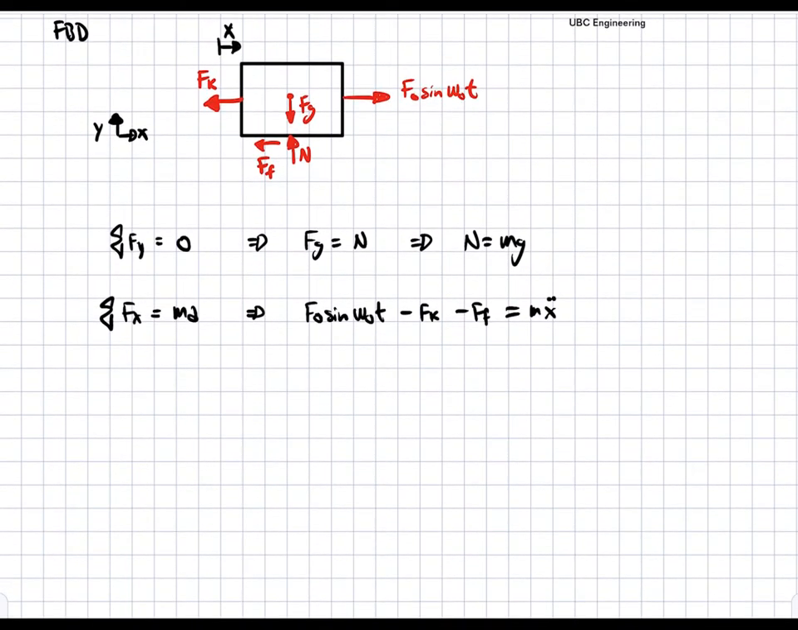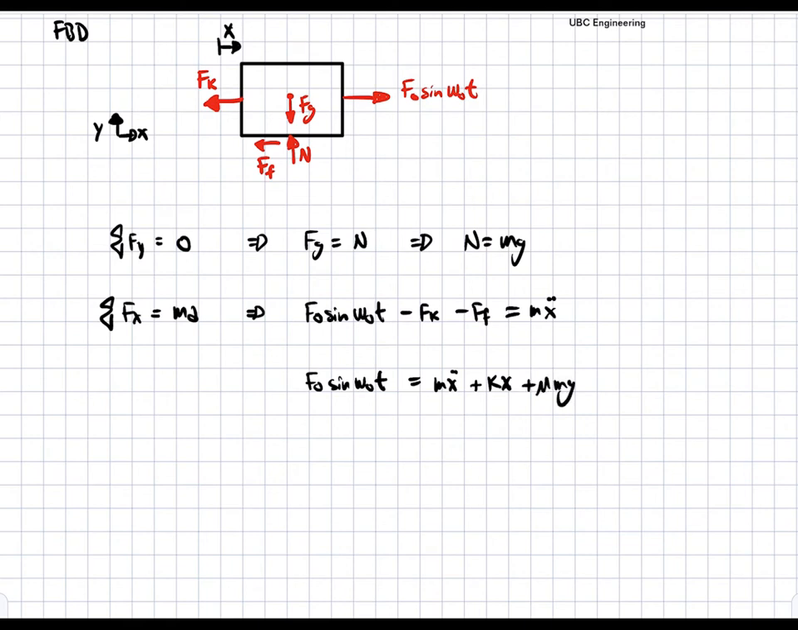Now, if we rearrange and plug in the values for these terms, Ff is mu N, and N is mg, and Fk is kx, and we take all of these x terms to the right side, we get the following. F naught sine omega naught t is equal to m x double dot plus kx plus mu mg.